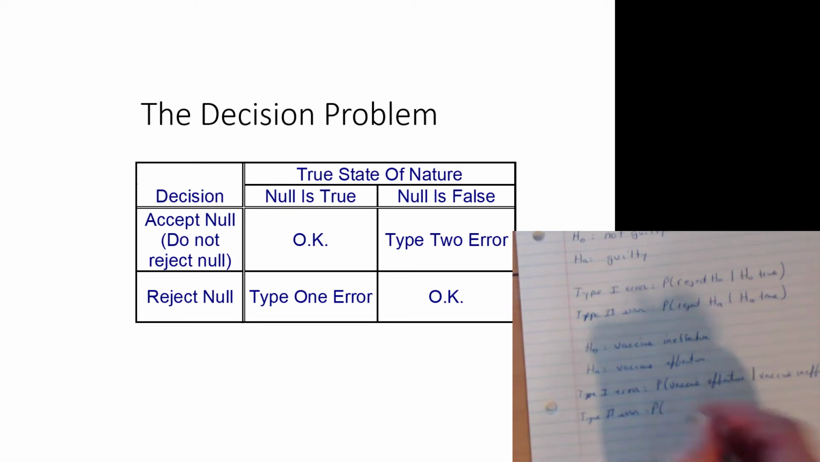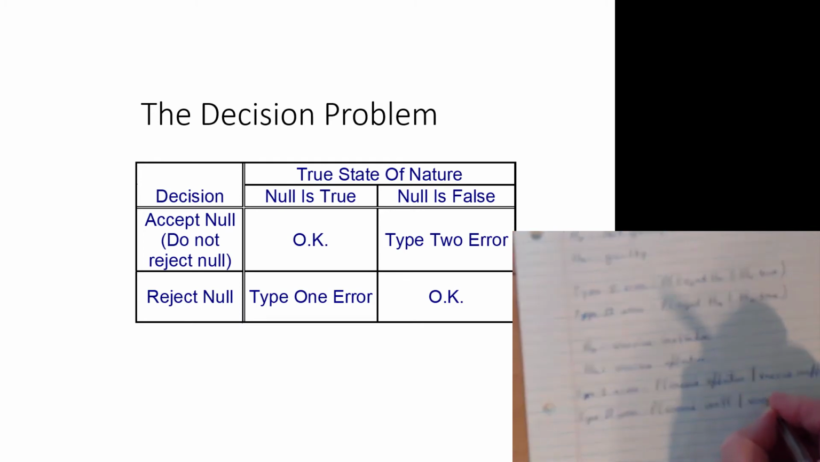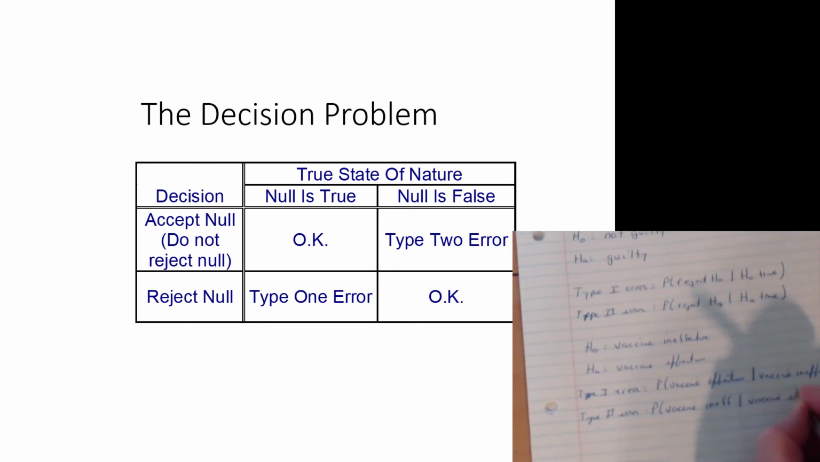That would be the probability that we reject HA. So we say that the vaccine doesn't work, that the vaccine is ineffective, when the vaccine is actually effective. Tough decisions. We're saying that the vaccine is ineffective when it actually is effective. And so now we're balancing off the two types of errors.